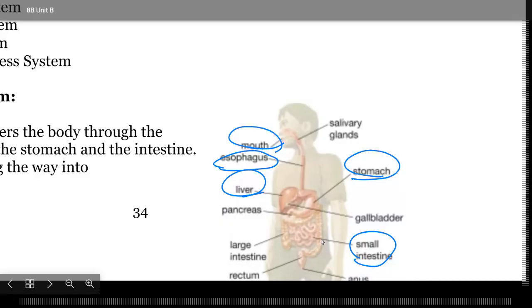When the newly formed poo reaches all the way down, it goes into the rectum, and the rectum signals to the body that you're going to poo, and so you go to the toilet. And then you poo through your anus.